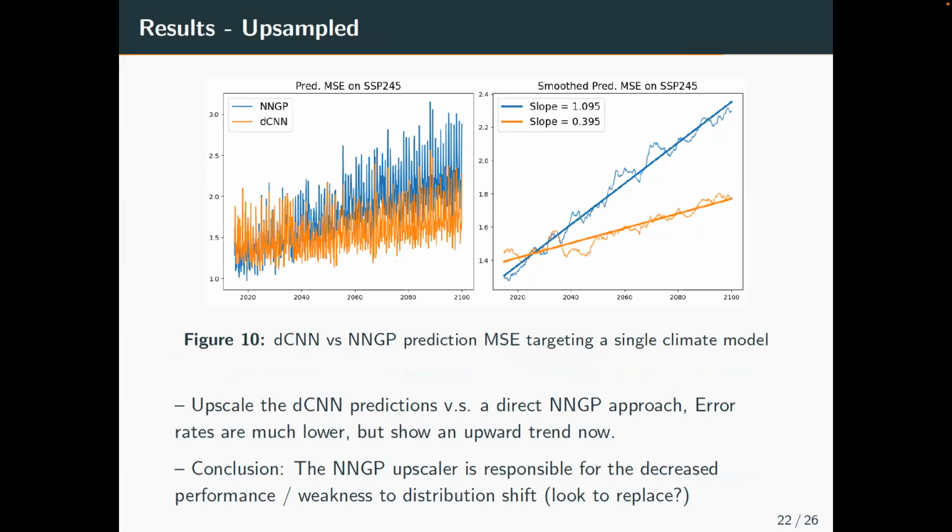So now we looked at the upsampled predictions. And in this case, this is now including not just the CNN's prediction, but it's taking the CNN's prediction and upscaling it, and then looking at the error of that on the actual high resolution target. And here we can see now there is a little bit more. So what this tells us is that while the CNN is able to give us something that is relatively robust to distribution shift, that NNGP or that GP is still making our model a little bit brittle to that.